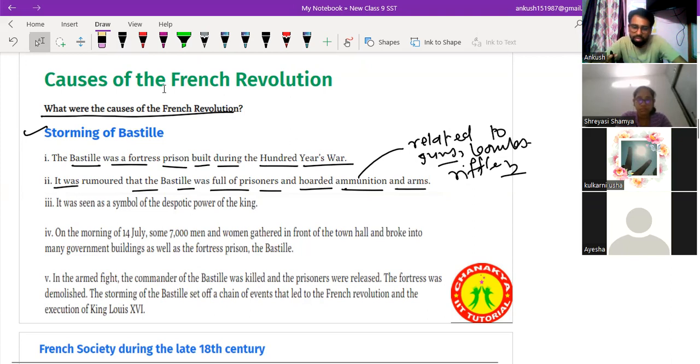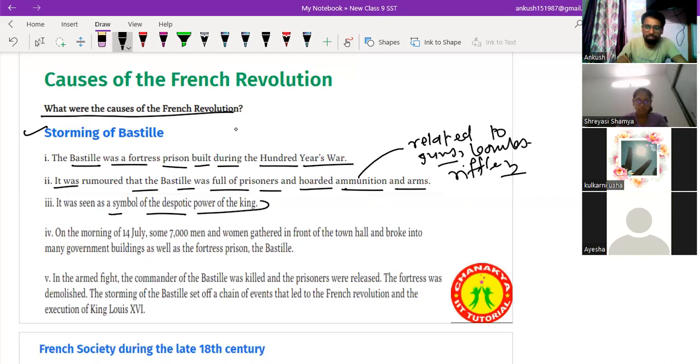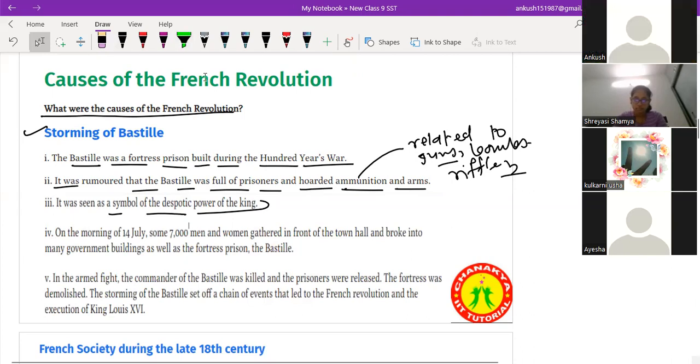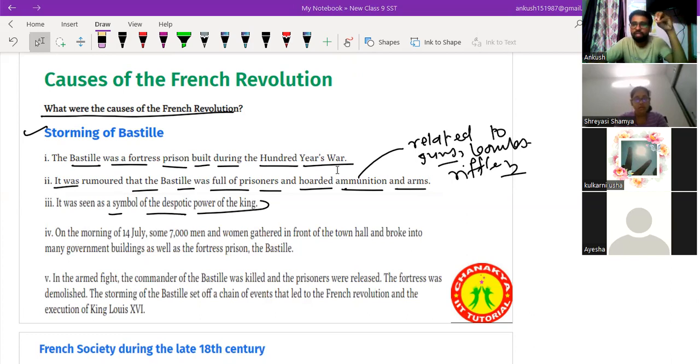So it was rumored that the Bastille was full of prisoners. And how many prisoners were there? Only 7 prisoners. But it was rumored in France that there are many prisoners and a lot of arms kept in the Bastille prison. So it was seen as a symbol of the despotic power of the king. What is meant by despotic power? Despotic power is where it is centered on the king. All the powers were in the hands of the king.